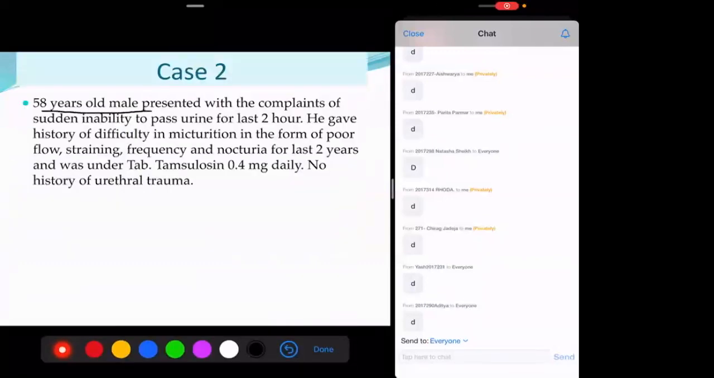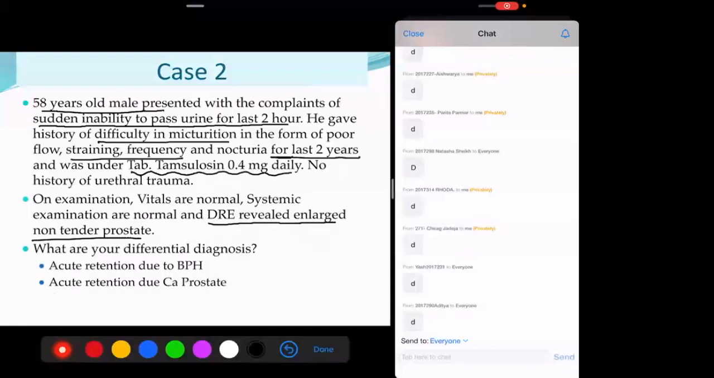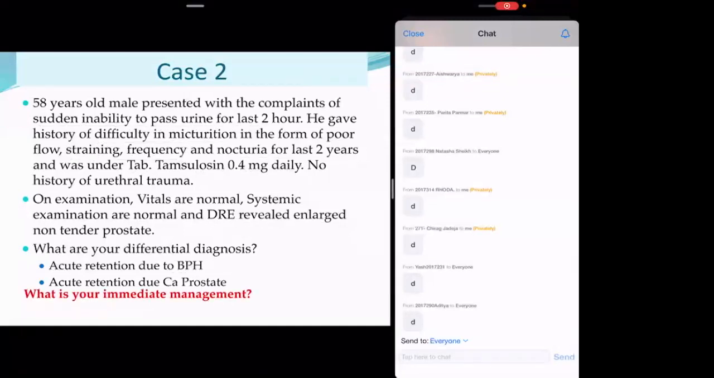A 58-year-old male presented to you with sudden inability to pass urine for the last 2 hours. He has had problems for the last 2 years, and for the last 2 hours he had acute retention of urine. DRE shows an enlarged prostate. So it's a very clear-cut case of acute retention due to BPH, because he is a known case of BPH. We know that. What is the immediate management? So my immediate management should be catheterization.